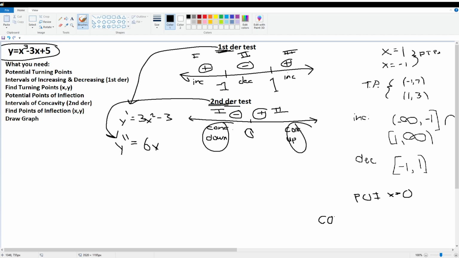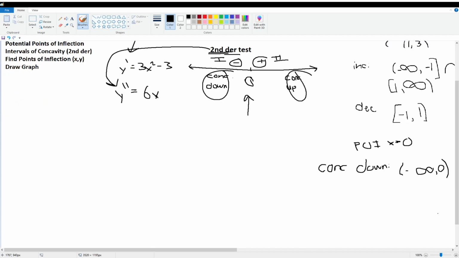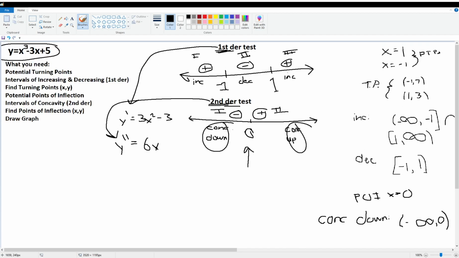So the graph is concave down from values -infinity to 0. And this is actually a really important thing right here. This 0 is not included. So you put a soft bracket. And the reason why is because it's undefined there. The value at x equals 0 has an undefined slope. So it can't be included. It's not like how in the first derivative test you have a slope of 0 where it's both positive and negative. Here it's undefined, so it's neither. So you can't include it.